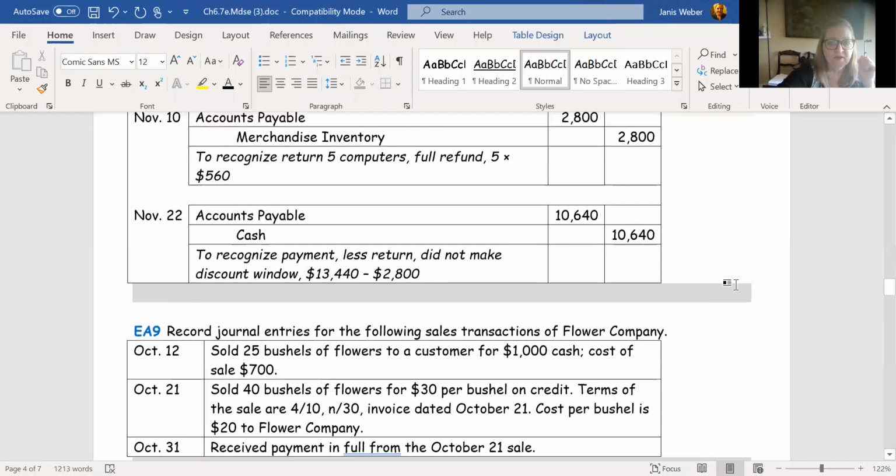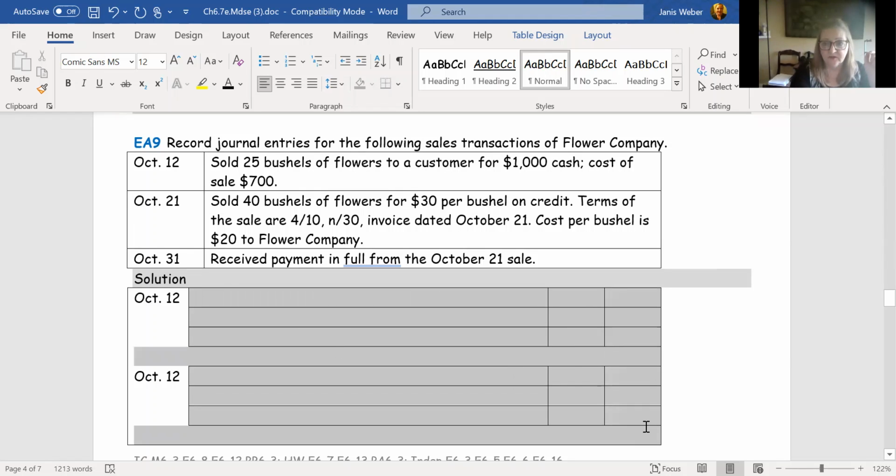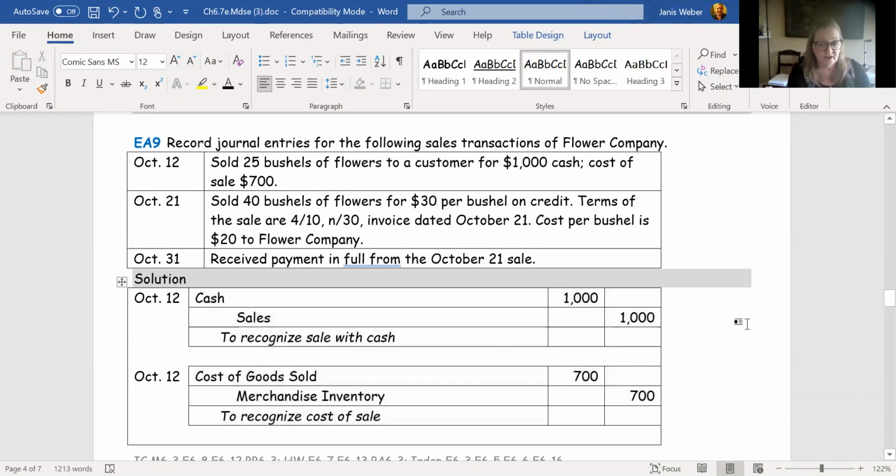Okay. Then the next one, EA9. These journal entries are showing sales again. Sold 25 bushels of flowers to a customer for $1,000 cash. The cost of the sale was $7,000. So we're going to actually do the double entry where we show the sale and the cost. Recording the sale means debit cash, credit sales. Recording the cost related to it means debit cost of goods sold, credit merchandise inventory.